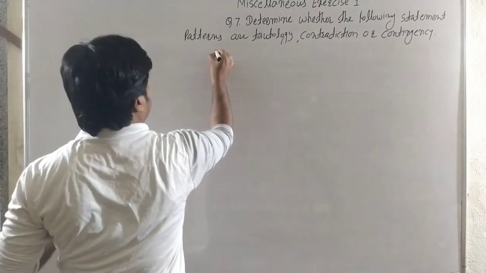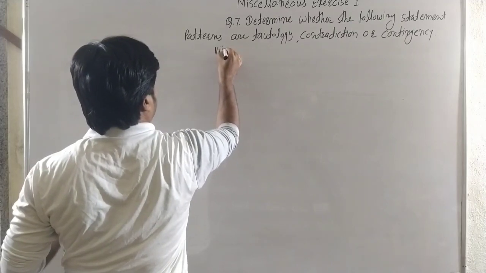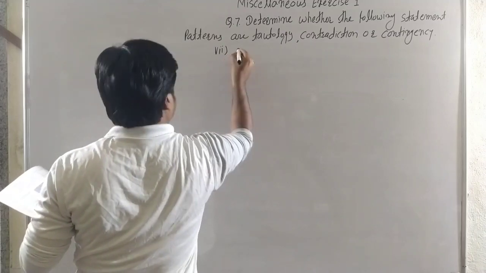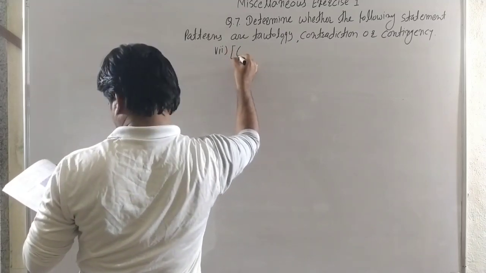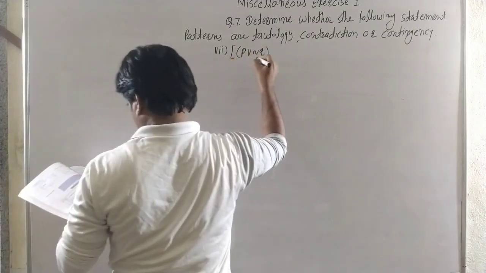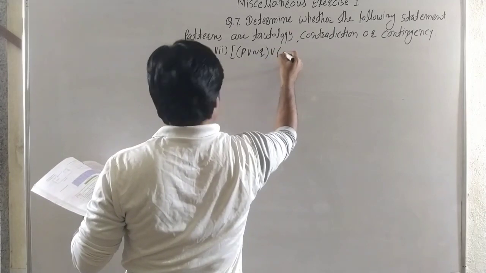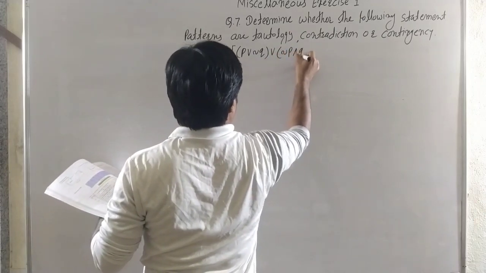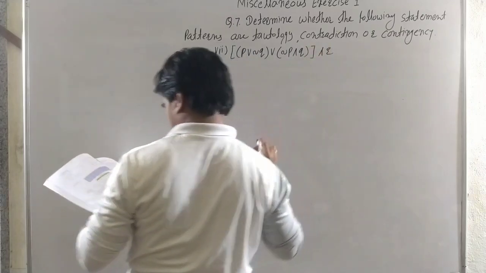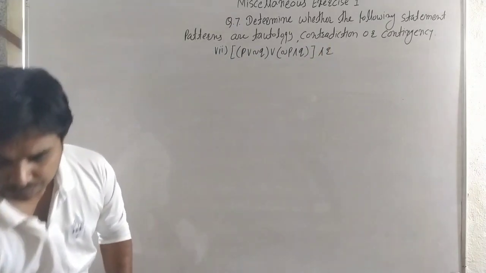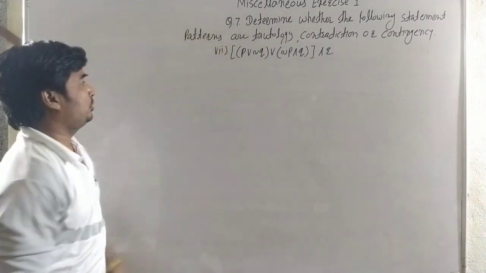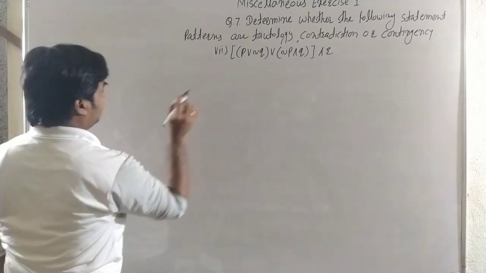Here is example number 7. (P or negation Q) or (negation P and Q) and R. Here see carefully, there are 3 statements, that means 8 possibilities. First we construct the truth table for this statement.